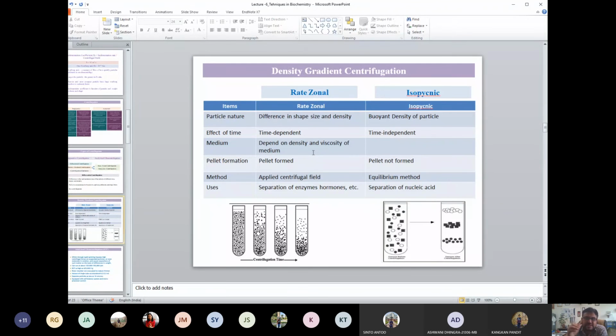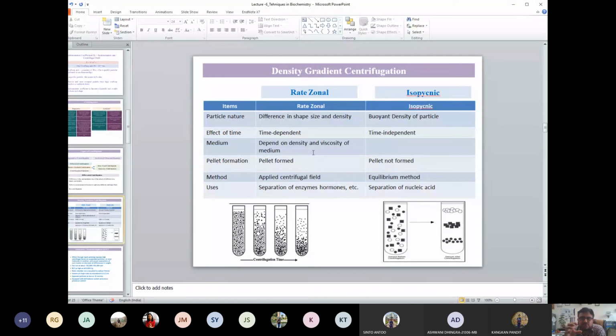Regarding method, as I told, in case of rate zonal, it basically depends on the applied centrifugal field, whereas in case of isopycnic, it is an equilibrium-based method which is applied here. Regarding uses, rate zonal, as I told, is frequently used in our lab for day-to-day routine work, whereas isopycnic is used for the separation of high-quality nucleic acid or protein. So in that case, we are using the isopycnic method.